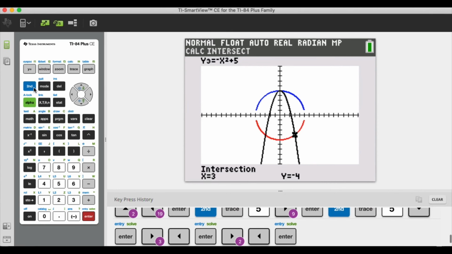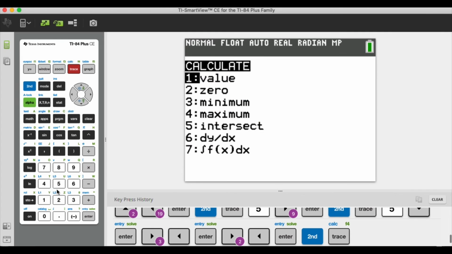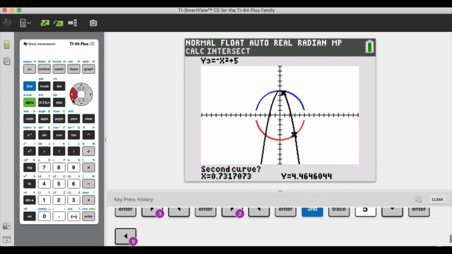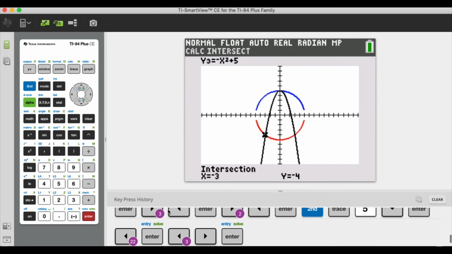So I have one more point of intersection. Hit second, trace 5. Jump to the bottom half of the curve. Enter. I'm on the parabola. Just pushing over to the left. Hit enter, and then guess right about there. Negative 3, negative 4. So that's how I get all three intersection points. Again, it's kind of easy to tell just by counting, but if you had decimals or something, using that intersection function is pretty helpful.